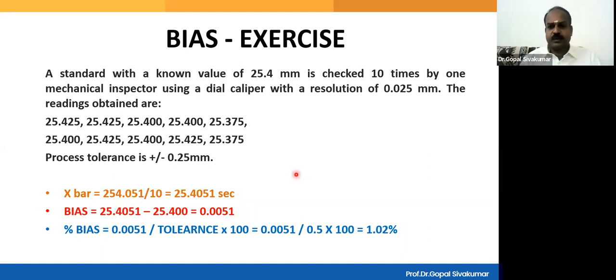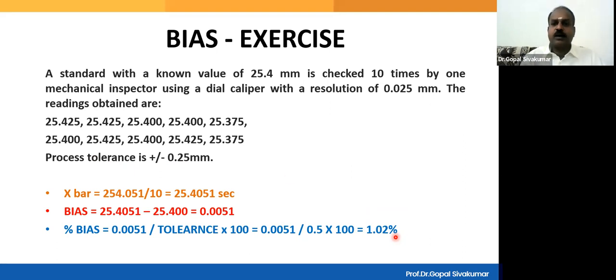And generally, bias is expressed as a percentage of the process tolerance. See here, the process tolerance is given plus or minus 0.25. Plus or minus 0.25 means the total tolerance range is 0.5. So the 0.0051 is compared against 0.5 and then the ratio obtained is multiplied by 100. So what I understand is the bias is 1.02% of the process tolerance. So bias is expressed as a percentage of the process tolerance.